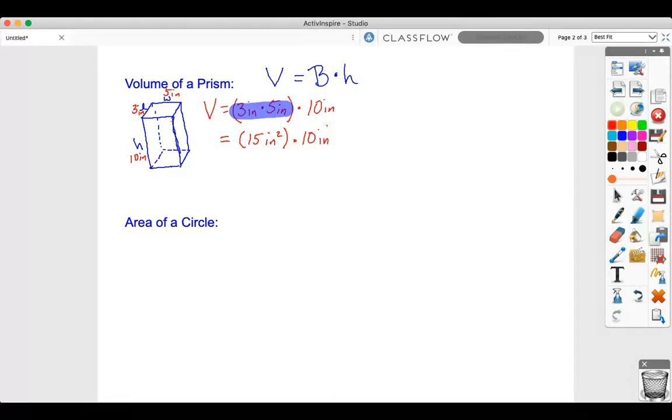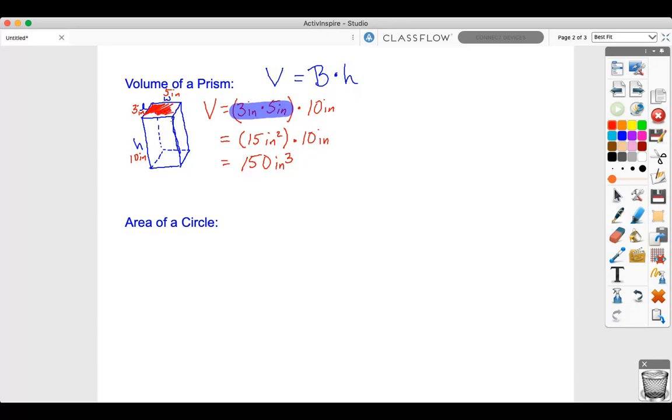And so now we're going to take this and we're going to multiply these together. Okay, so we've got 15 inches squared times 10 inches. That's going to give us 150 because 15 times 10 is 150. And then you have inches times inches times inches. That's 3 of them. So now we're going to have inches to the third power. And so the area of the base times the height. The area of the base happens to be 15 inches squared, and that's all this right here.